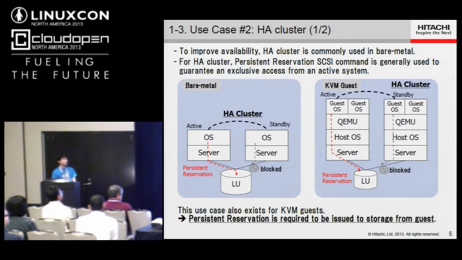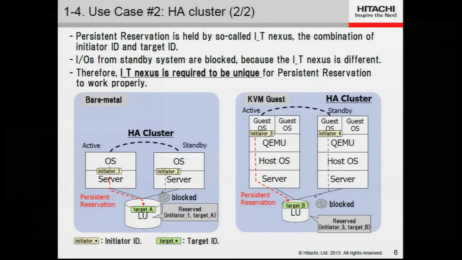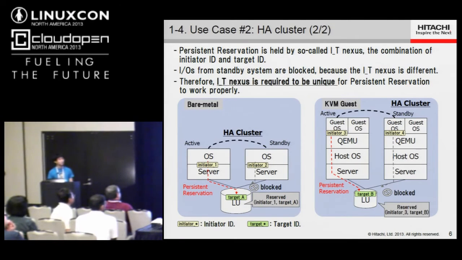This use case also exists for KVM guests. To achieve HA cluster in the guest OS, the guest OS needs to issue the persistent reservation SCSI command to the LU. Therefore, persistent reservation is required to be issued to storage from the guest. There is one more requirement from HA cluster. The requirement is that IT nexus is required to be unique. Let me explain more.